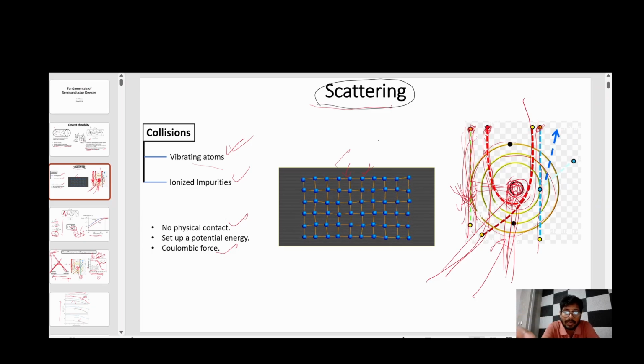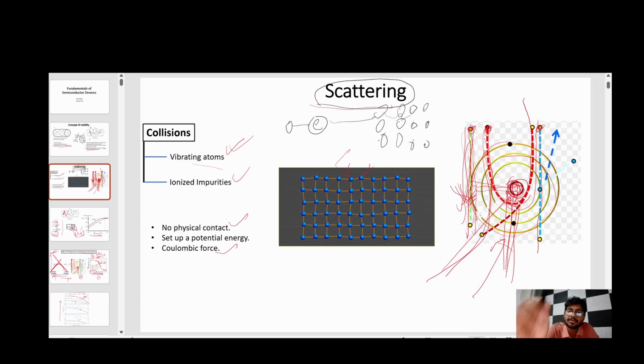If there is an electron or hole moving inside a semiconductor, because inside a semiconductor there are atoms also, right? Because of the atoms, this hole or electron will find it a bit difficult to go through. So that is the lattice scattering.